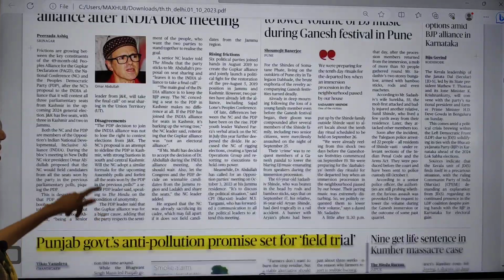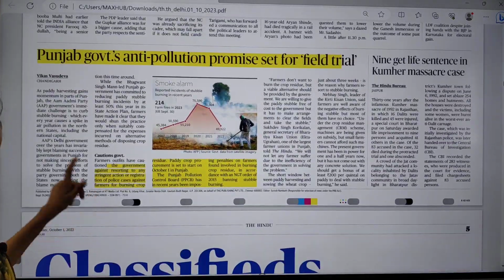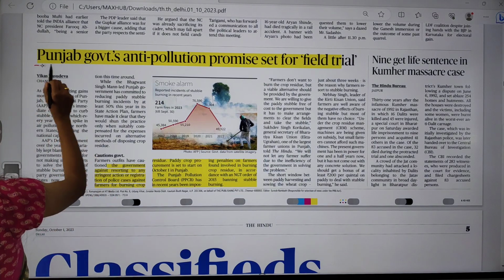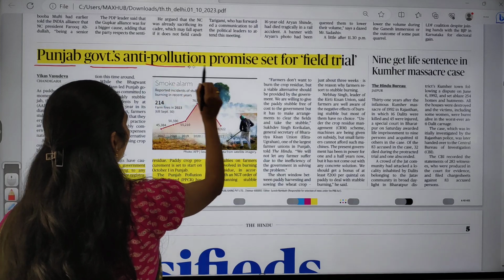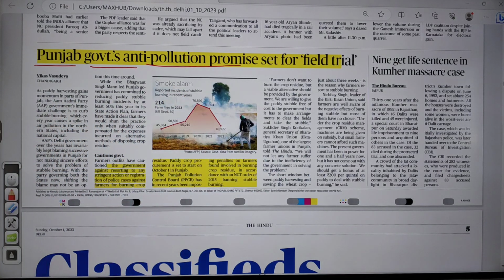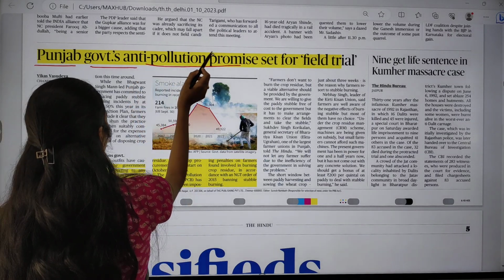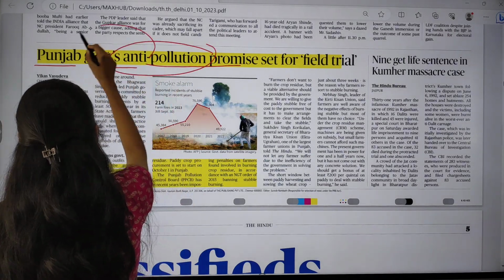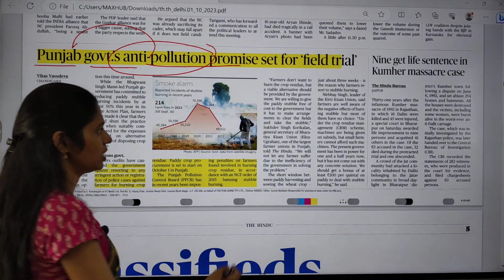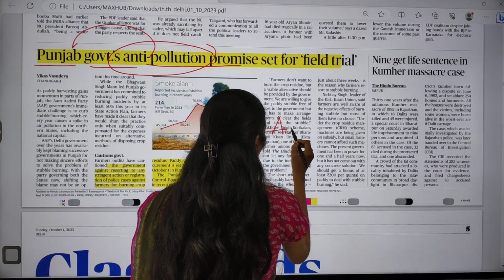And if you move on to the states page, here you can see one important article. So here this article says that Punjab government's anti-pollution promise set for field trial. So this article is talking about anti-pollution targets of Punjab. So here you have to see what is this air pollution.